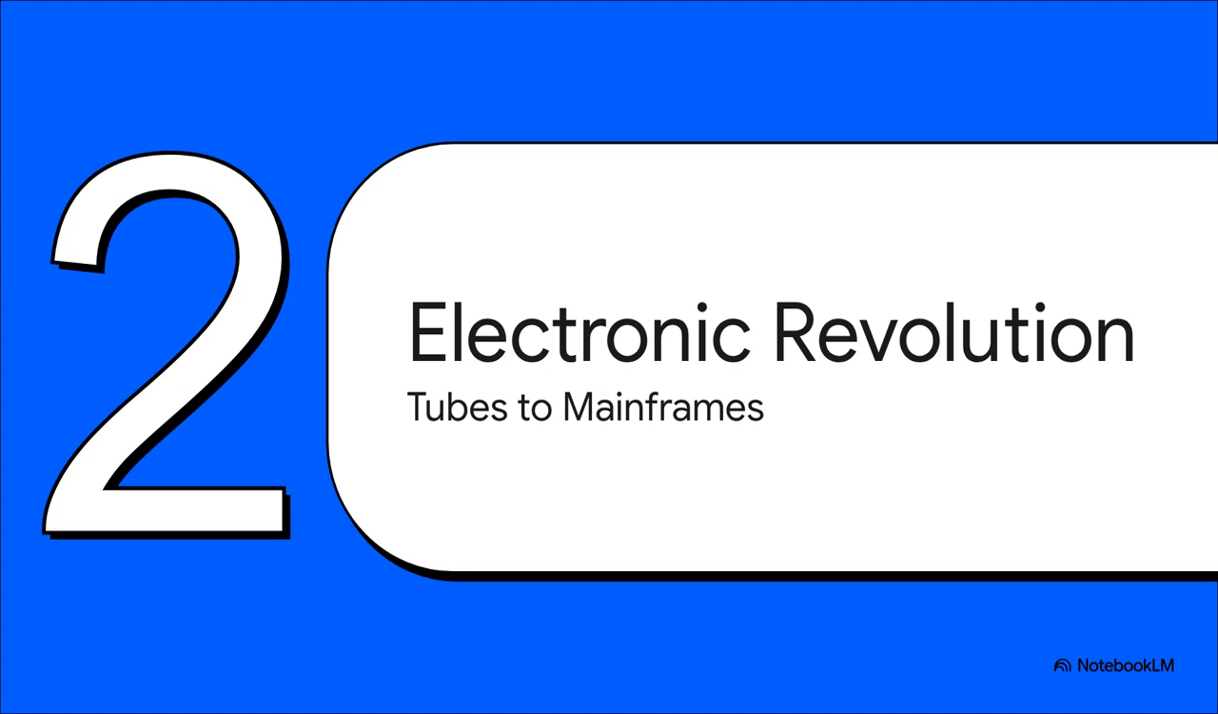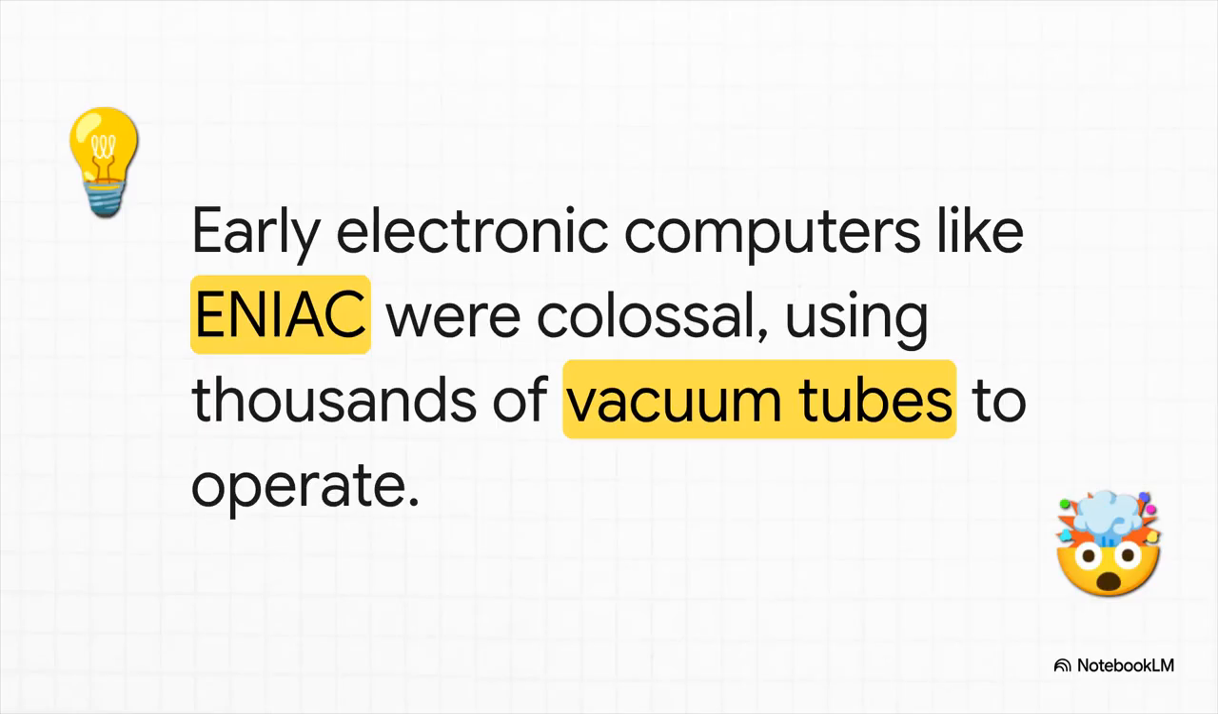But then, everything changed. Once we figured out how to harness electricity for computing, the game was completely different. This brings us to the electronic revolution. So, these early electronic computers, like the legendary ENIAC, were just colossal. I mean, it filled an entire room, weighed 30 tons. That's like 6 elephants. And the heart of this beast was thousands and thousands of little components called vacuum tubes.